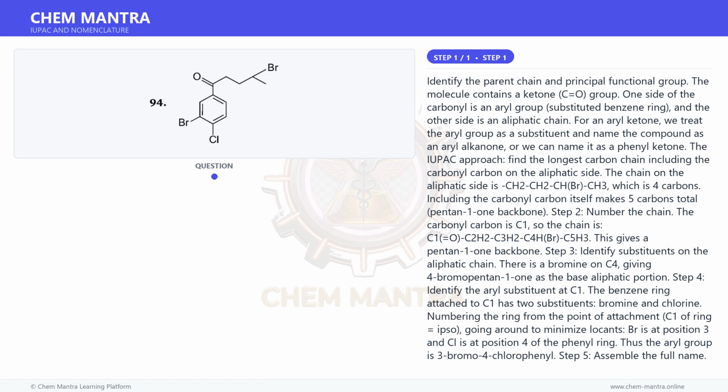The chain on the aliphatic side is CH2CH2CHBrCH3, which is 4 carbons. Including the carbonyl carbon itself makes 5 carbons total, a pentan-1-one backbone. Step 2. Number the chain. The carbonyl carbon is C1, so the chain is C1=O, C2H2, C3H2, C4HBr, C5H3. This gives a pentan-1-one backbone.